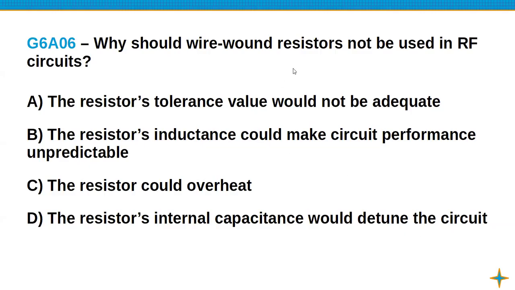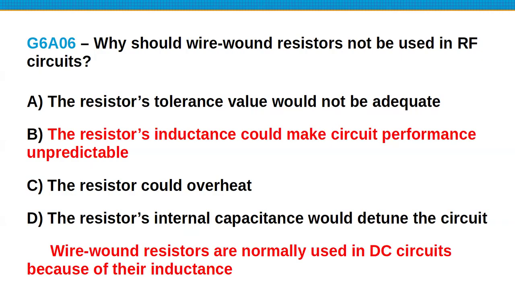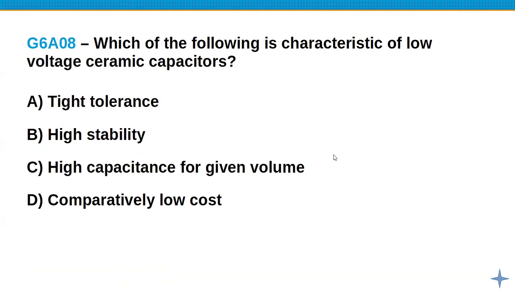So let's see how much you remember. Why should wire wound resistors not be used in RF circuits? You said unpredictable. Bravo. Sounds good. Which of the following is characteristic of low voltage ceramic capacitors? They're low cost. Right. Delta. Right.